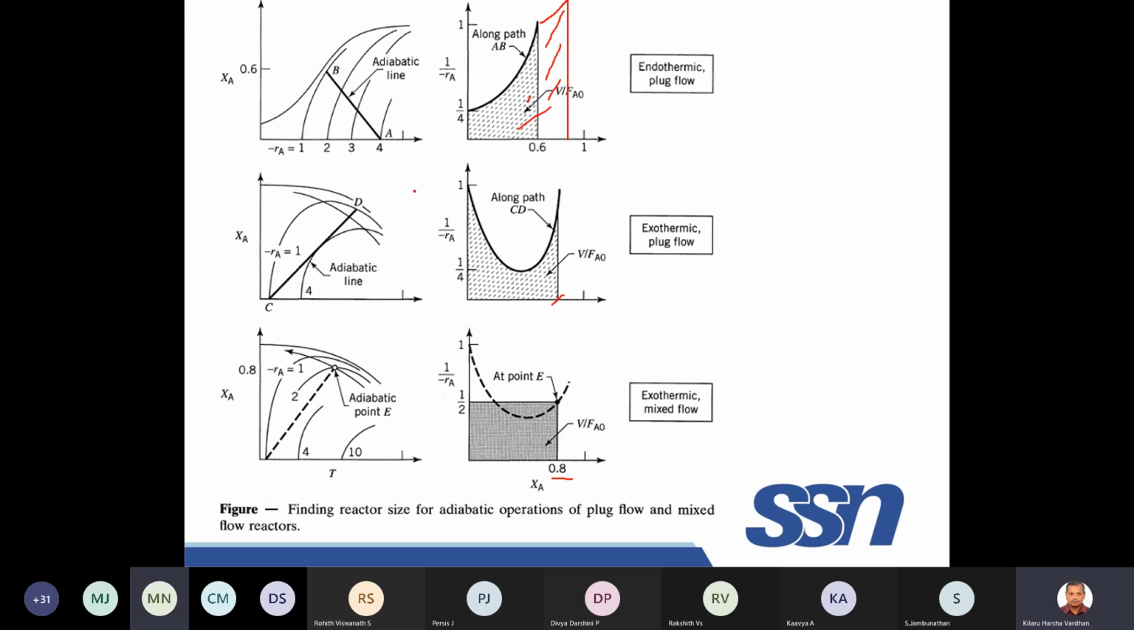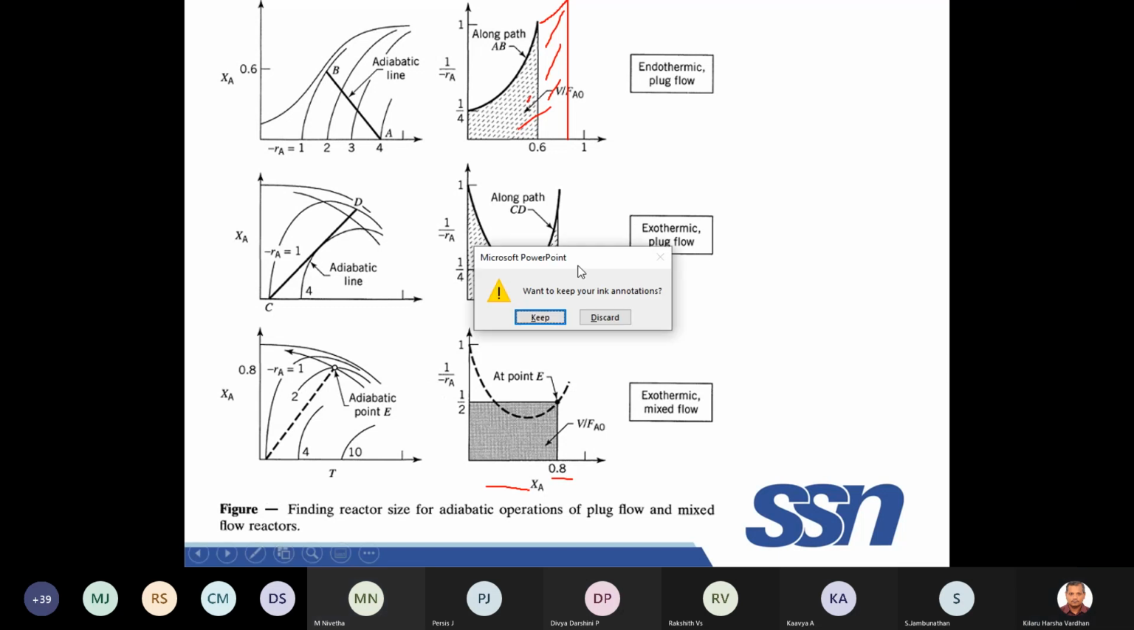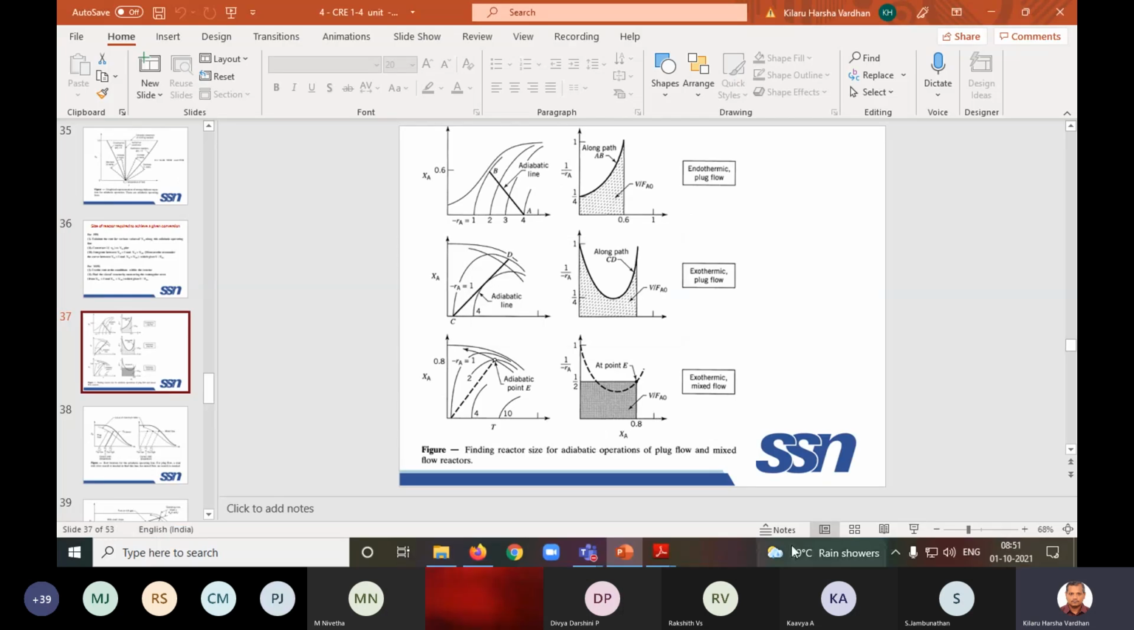Yes, sir. Could you explain the last curve graph, sir? The third graph. Yeah, I'll explain again. I know you won't understand this.